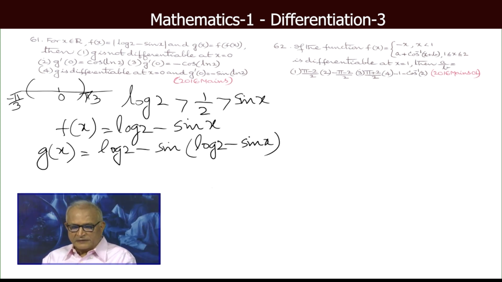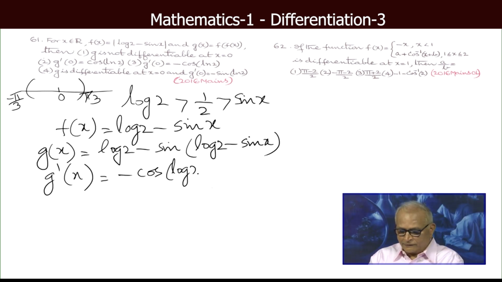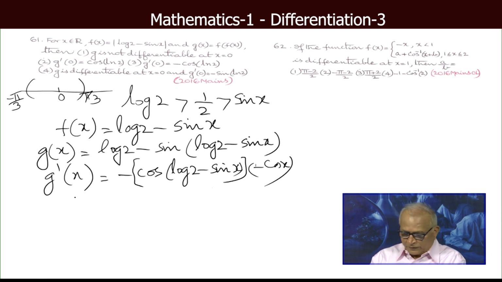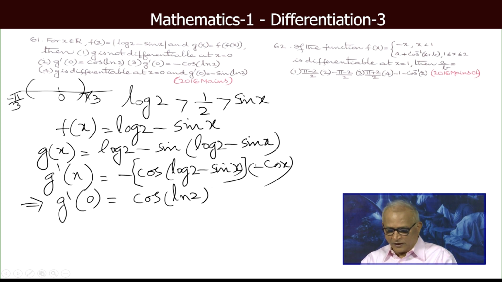Now, you want the derivative g dash x. Derivative of log 2 is 0, minus cosine of log 2 minus sin x, into derivative of log 2 minus sin x, which is minus cos x. Minus into minus plus. And what is g dash 0? Minus into minus plus, cos 0 is 1, cos of log 2 minus sin 0, sin 0 is 0, so this is cos ln 2. So, therefore, g dash 0 is cos ln 2, second option.